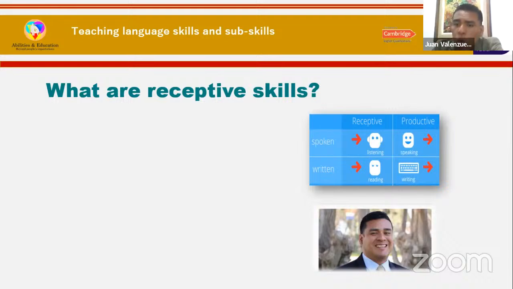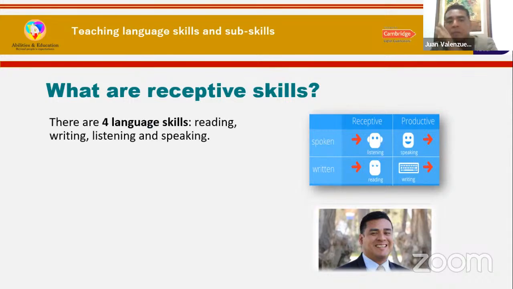But first, I want to share some general concepts that have to do with the four skills. You know that the four skills are grouped in two, or there are two groups. They have been put in two groups. We have receptive skills on the one hand, and on the other hand, we have productive skills.